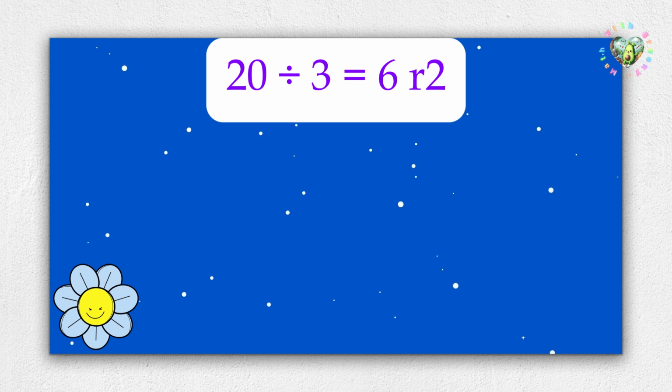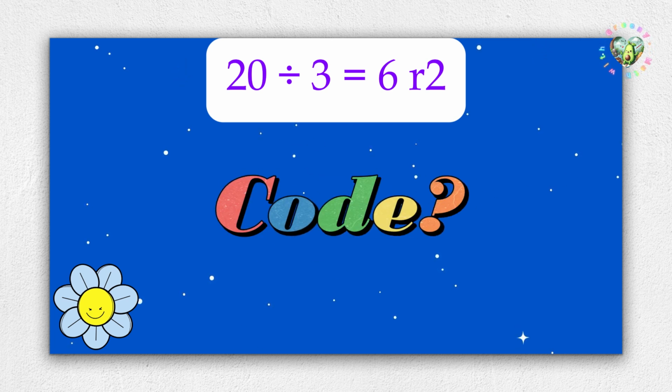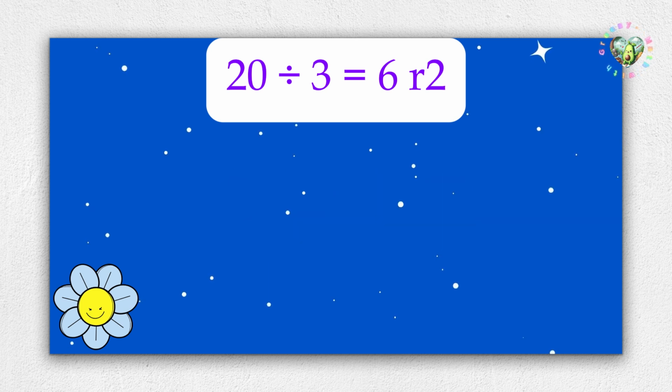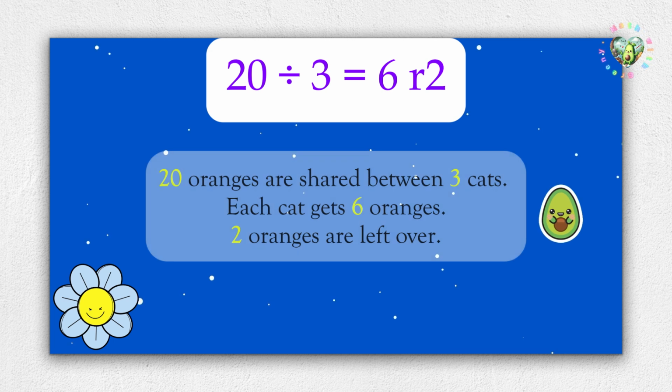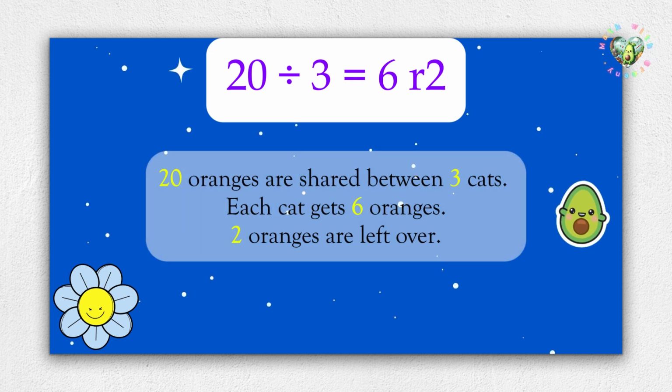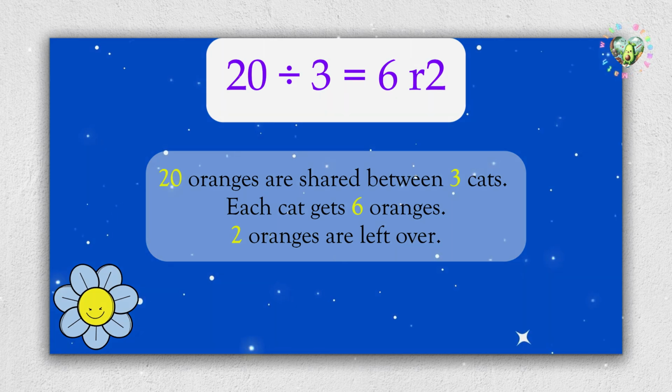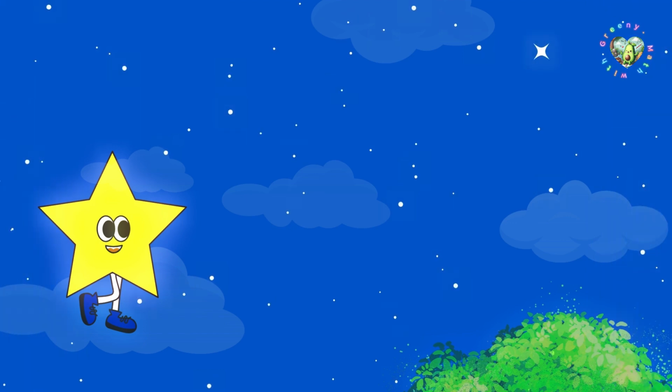20 divided by 3 equals 6 remainder 2. What's the code? Oh, final round. That's 20 oranges are shared between 3 cats. Each cat gets 6 oranges, and 2 oranges are left over. Yay! You did it! You cracked all the division sentences.